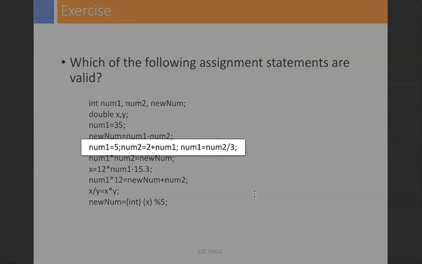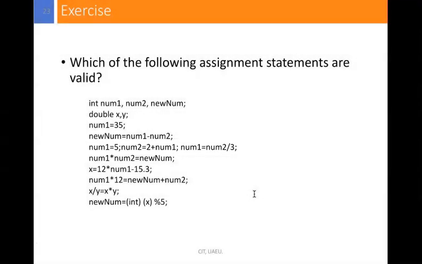This statement is fine. We have num1 equals 5 and then semicolon. Num2 equals 2 plus num1. Num1 equals num2 divided by 3. All of these variables that are used in the expressions on the right-hand side are initialized already. So there's no problem here.